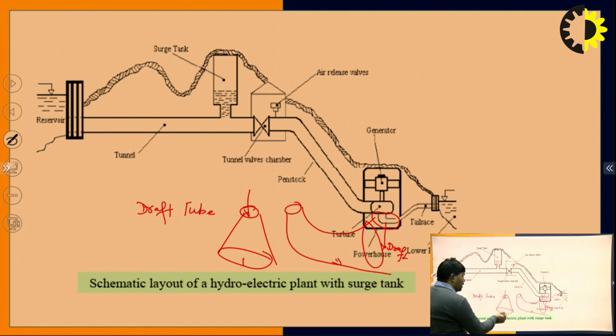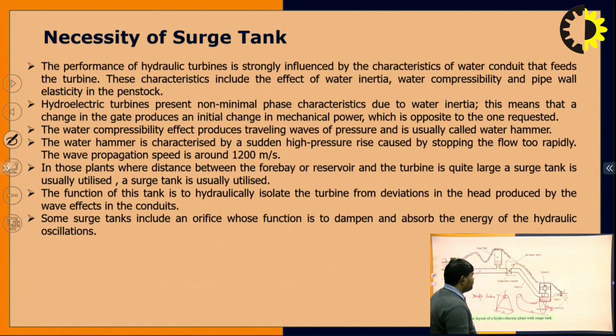Here you can see it maintains the pressure losses in the case of the reaction turbine, in the case of Francis and Kaplan turbines. Different types of draft tube are available, and the size is huge, depending upon how much pressure there is. According to that, it maintains all this pressure.